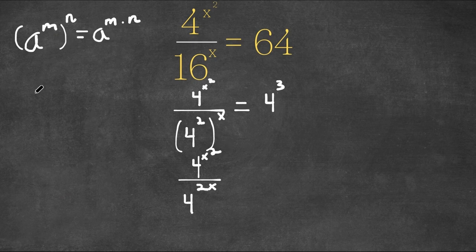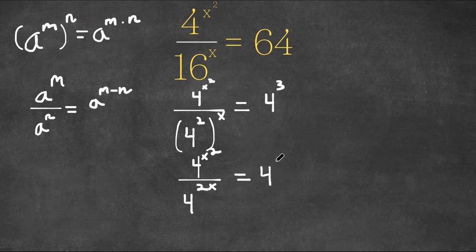Now, if we have something in the form a to the power of m over a to the power of n, this is the same thing as a to the power of m minus n. So 4 to the power of x squared over 4 to the power of 2x, this is the same thing as 4 to the power of x squared minus 2x. And this is equal to 4 to the power of 3.